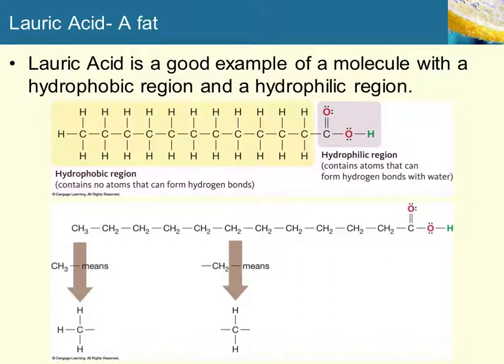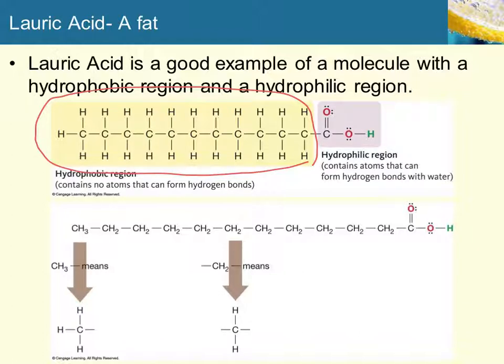So another example is lauric acid. Lauric acid is a molecule with both a hydrophobic region and a hydrophilic region. You can see that this area in here in yellow, okay, is very symmetrical. That is your non-polar region. It doesn't have any atoms that can form hydrogen bonds. Recall from our bonding unit that hydrogen bonds form when hydrogen bonds with either nitrogen, oxygen, or fluorine. Those are the only times we can form hydrogen bonds.